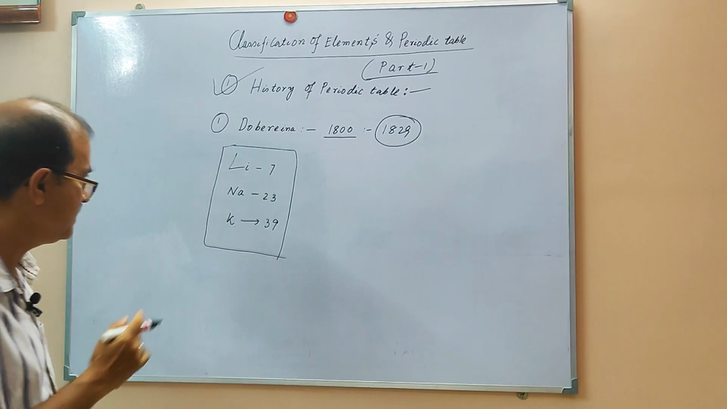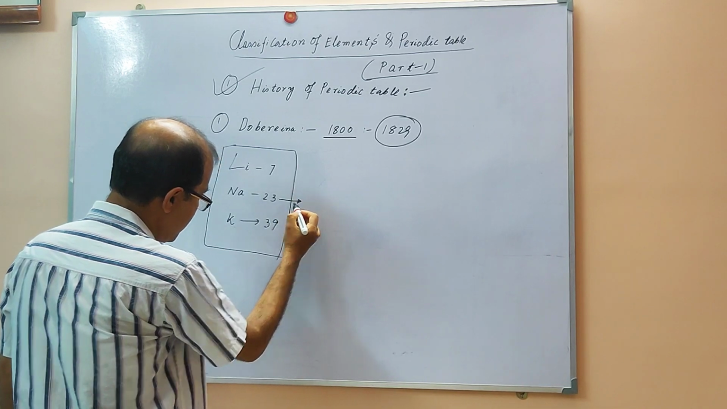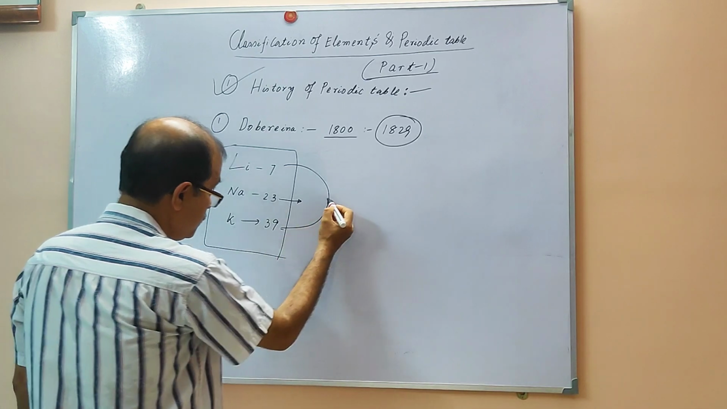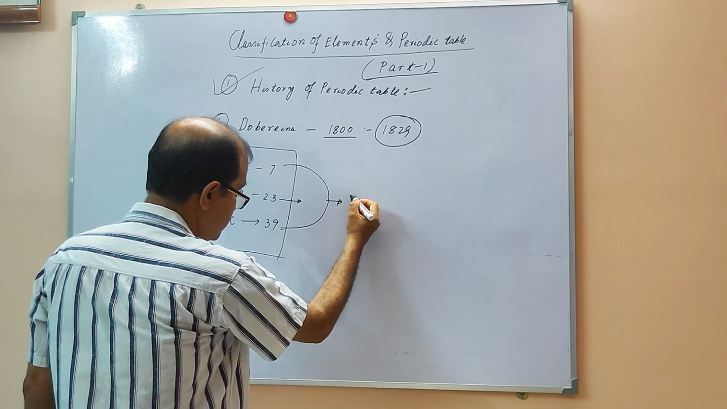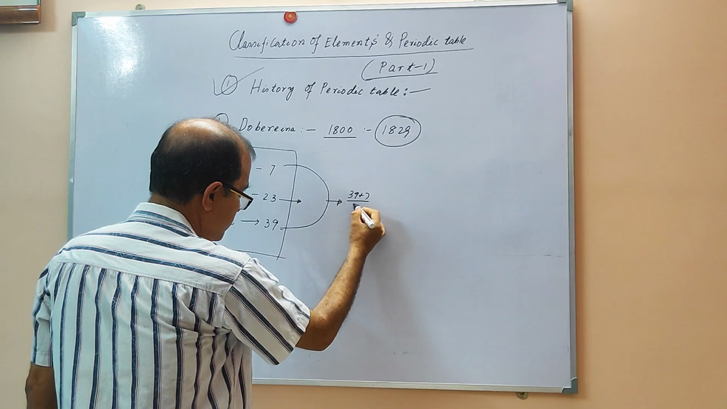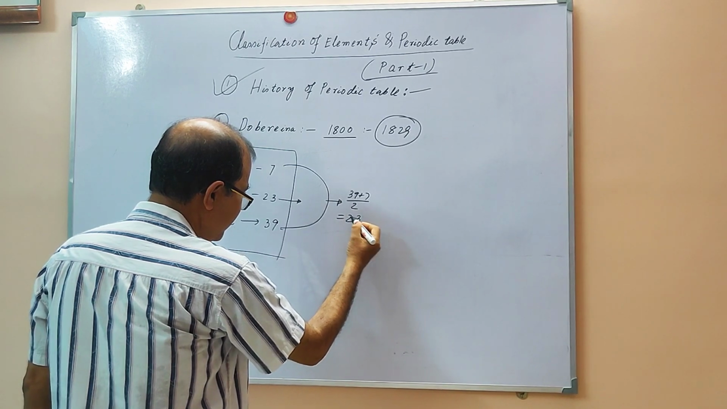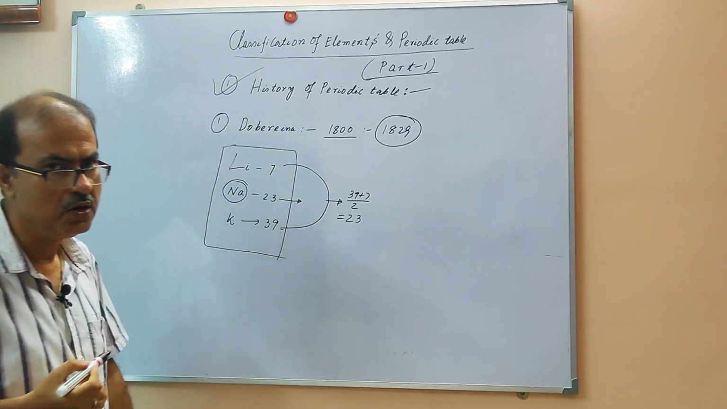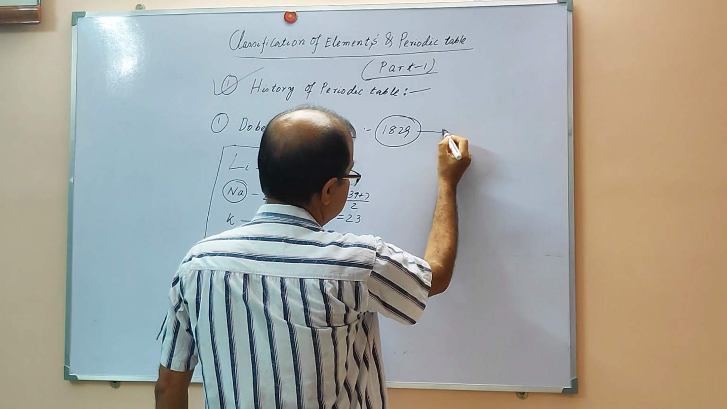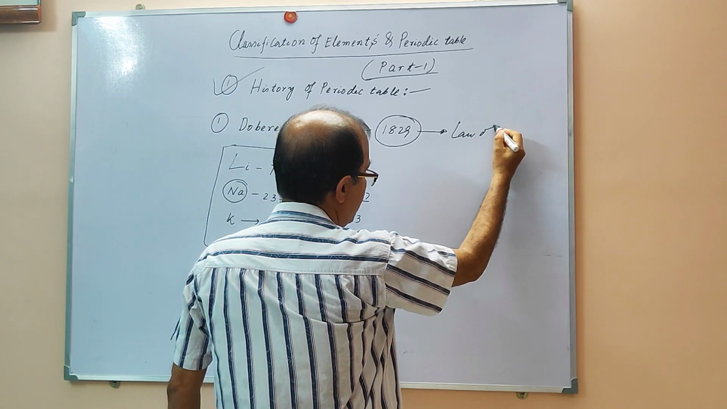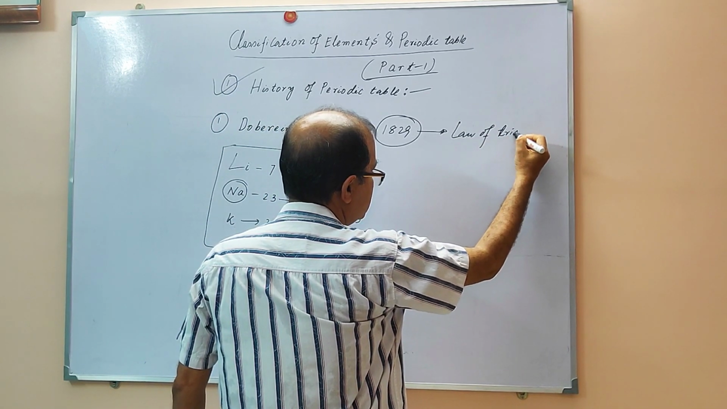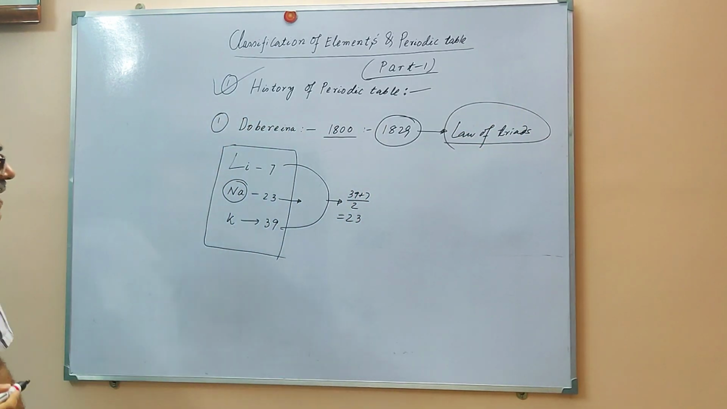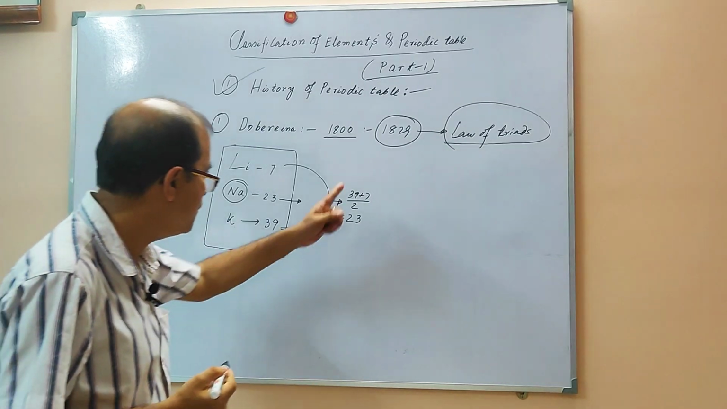But what he observed, very interestingly, is that the atomic mass of sodium is the average of the atomic masses of these two. So you can take 39 plus 7, divide by two, and that comes to 23. That is exactly the atomic mass of sodium. And this is called the law of triads. Triads means three. Law of triads, given by Dobereiner in the year 1829.